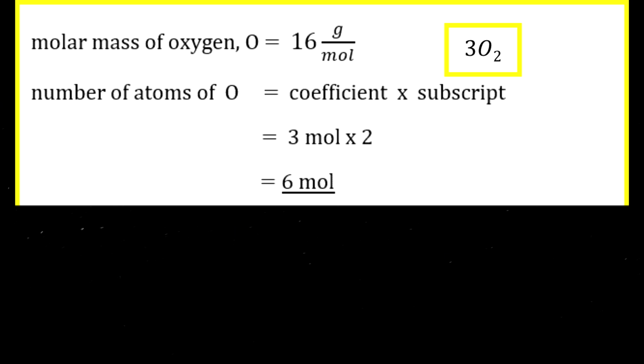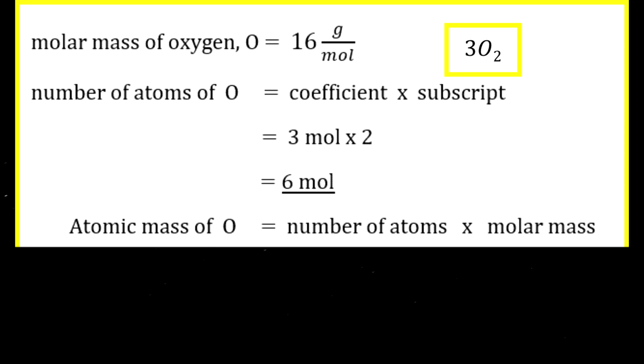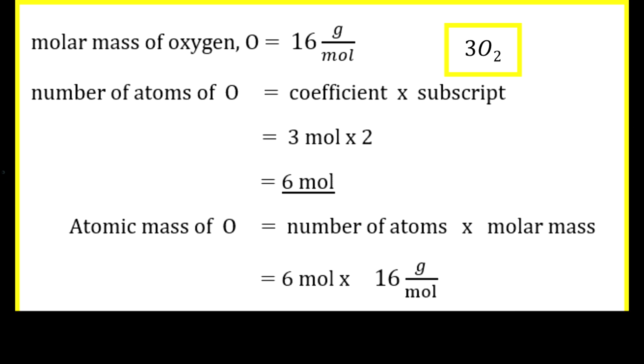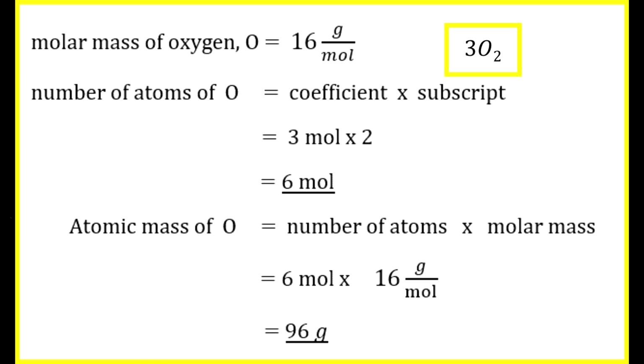And then, to get the atomic mass of the 3 molecules of oxygen, we simply multiply 6 by the molar mass of the oxygen, which is 16 grams per mole. We get 96 grams since the unit mole will be cancelled out, or that is equal to 1.